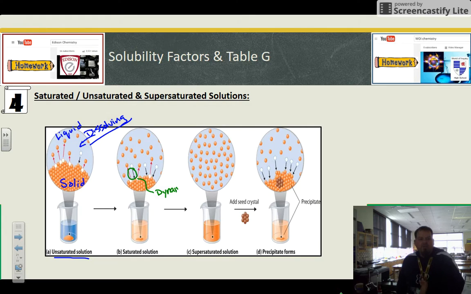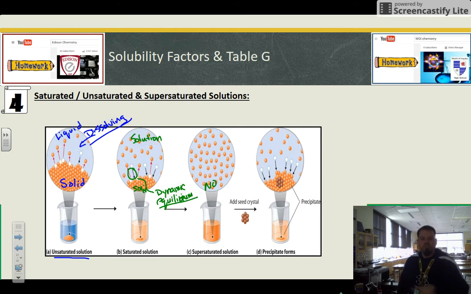But now for every piece of solid that dissolves into the solution, some piece of that solute in solution must drop out. So for every one that goes into solution, one's got to come out. And so that's what we call a saturated solution. It is holding as much as it can at that particular temperature. Solute-wise, it cannot hold more.